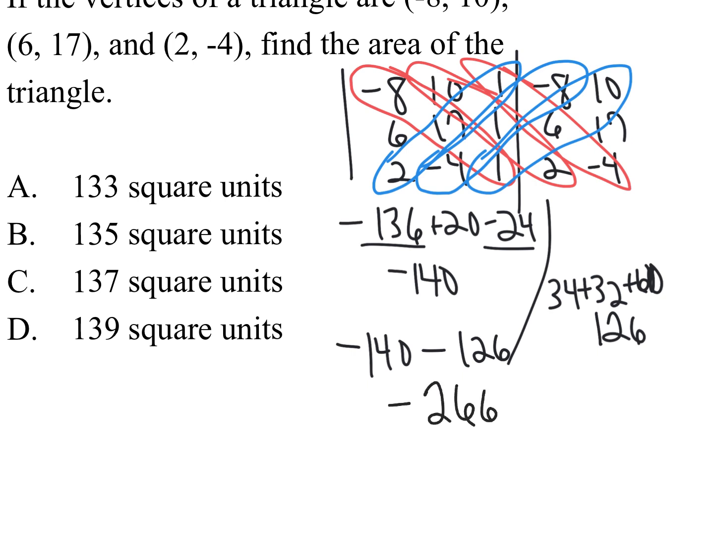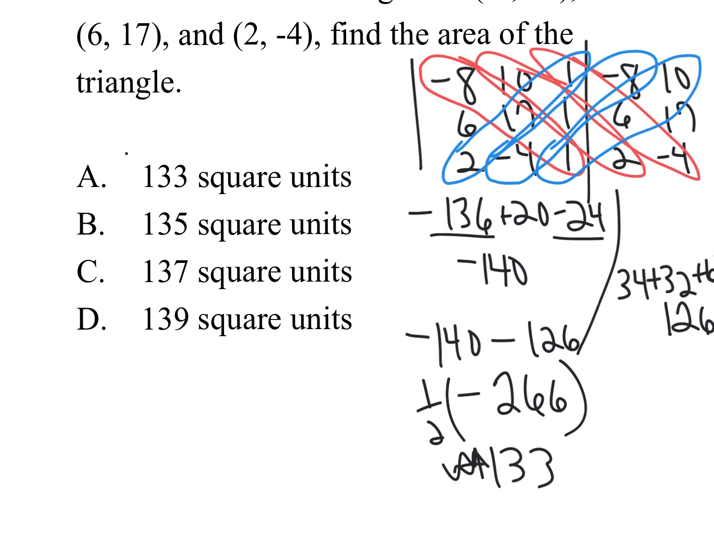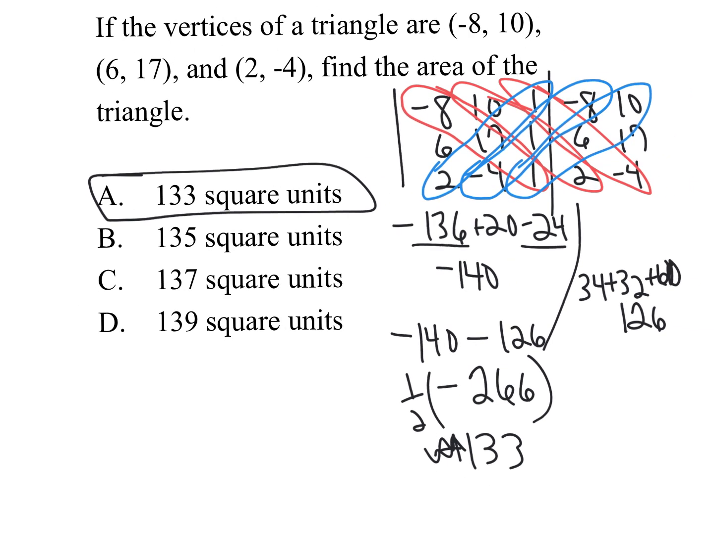-266. We're going to take half of that, which is -133, and then it's plus or minus, so we just have to know that our answer has to be positive. So it would be 133, which is choice A. And that would be a thing, again, where you could split up, have somebody do left diagonals, have somebody do right diagonals, and then subtract those and figure it out from there.